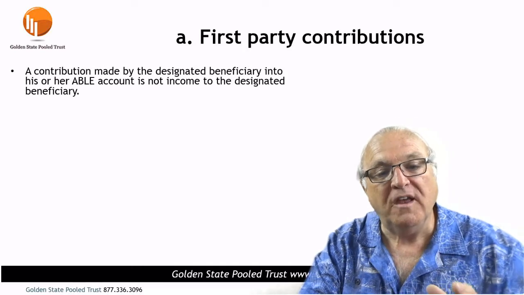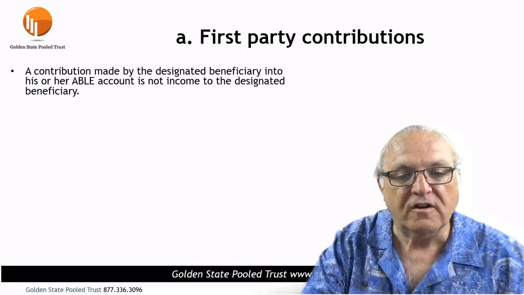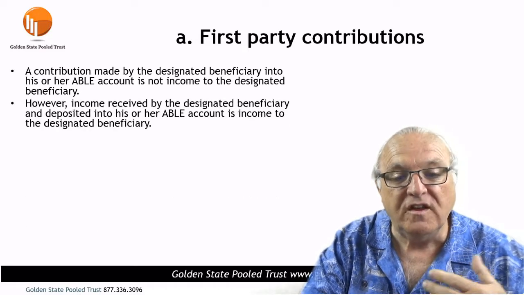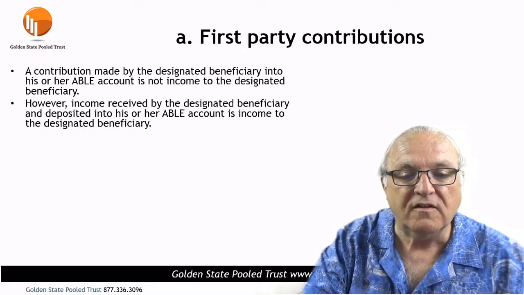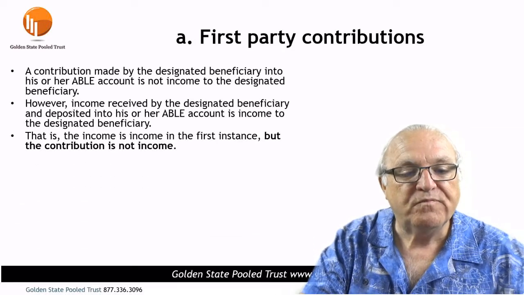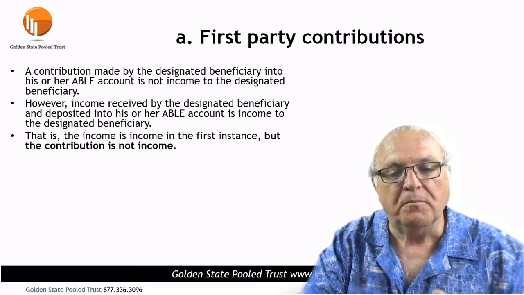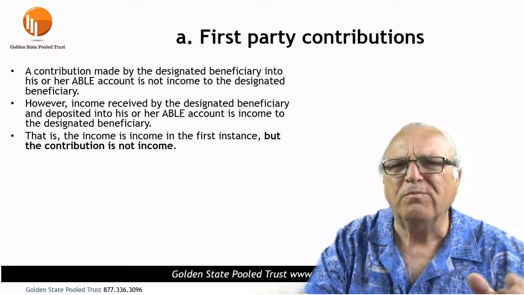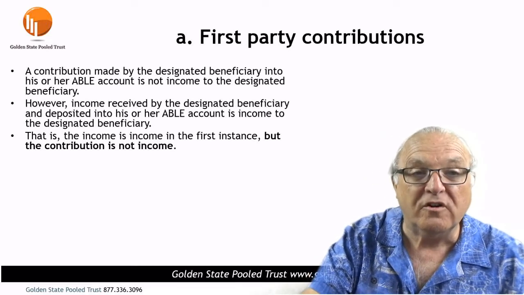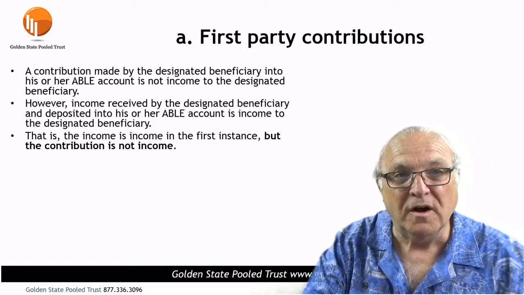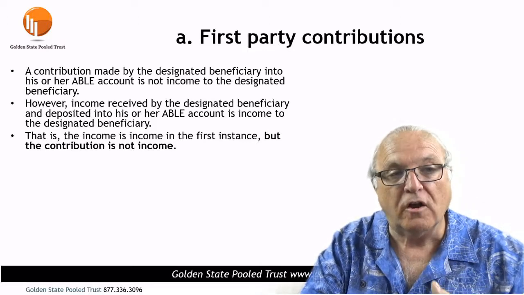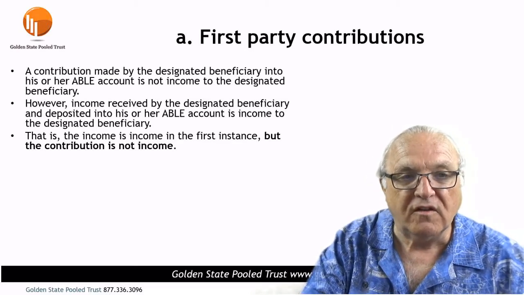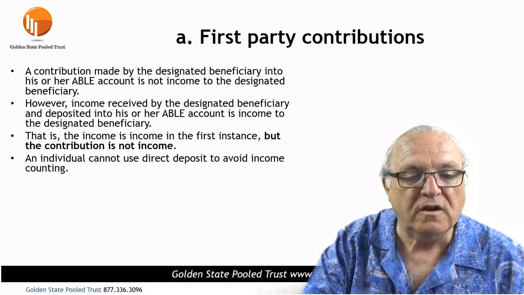A contribution made by the designated beneficiary in his or her account is not income to the designated beneficiary. However, income received by the designated beneficiary and deposited in the ABLE account is income. That is, the income is income in the first instance, but the contribution is not income. So if somebody were to earn $265 in the month, they would still take the $100 reduction, but they could take the remainder of the funds and put it in the ABLE account to save it for a future need.